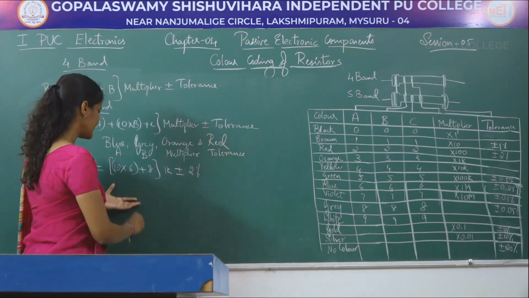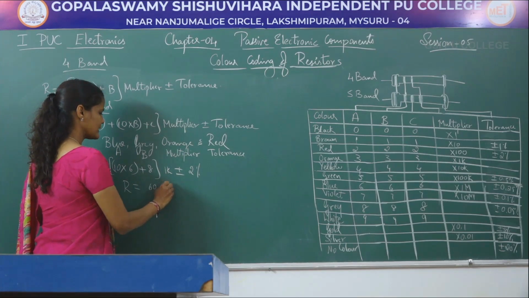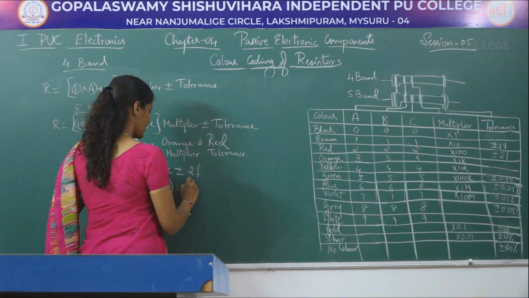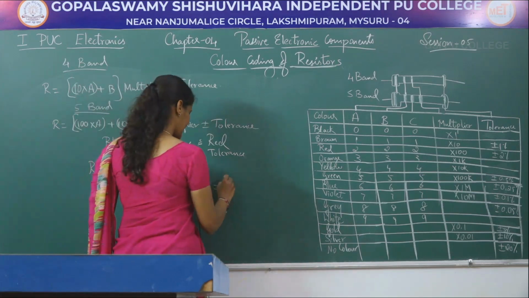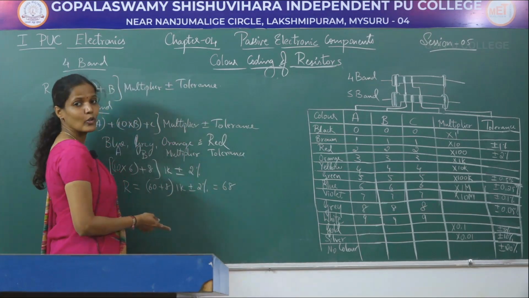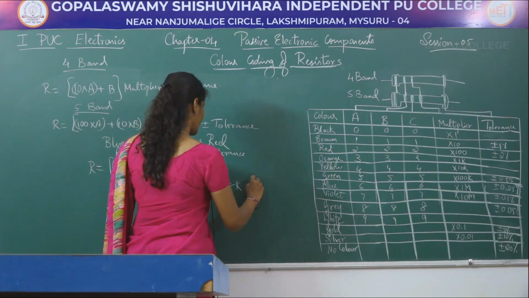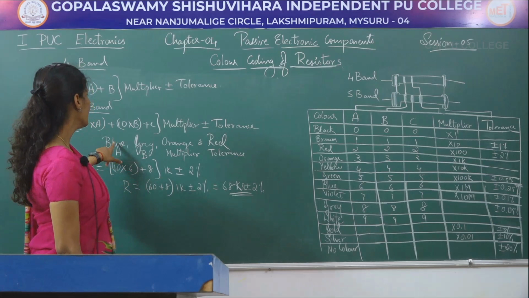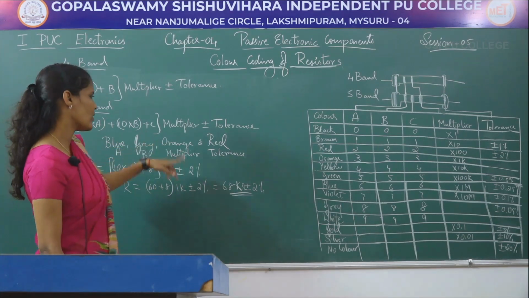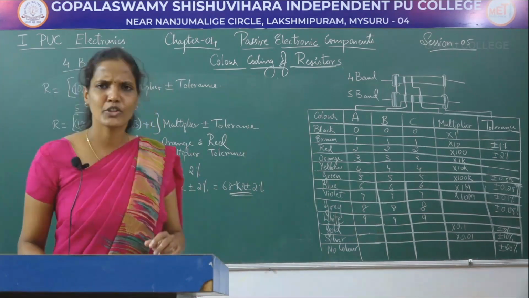So now let us simplify this. R is equal to 10 into 6 is equal to 60 plus 8 into 1 kilo, plus or minus 2%. 60 plus 8 is 68. 68 into 1 kilo ohms is equal to 68 kilo ohms. So 68 kilo ohms plus or minus 2%. So the resistance value of a resistor which is having a color code of blue, grey, orange and red is equal to 68 kilo ohms plus or minus 2%.